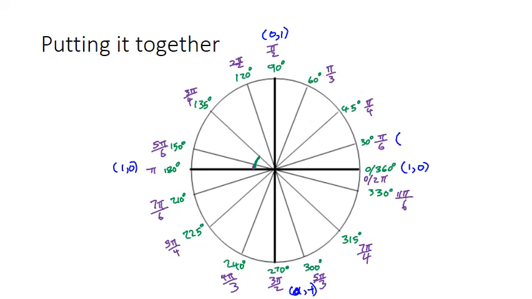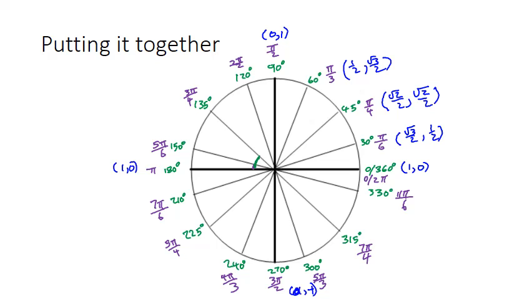So this point at 30 degrees, we know is going to be radical 3 over 2 and 1/2. At pi over 4, it's going to be radical 2 over 2 and radical 2 over 2. At pi over 3, it's going to be 1/2 and radical 3 over 2.